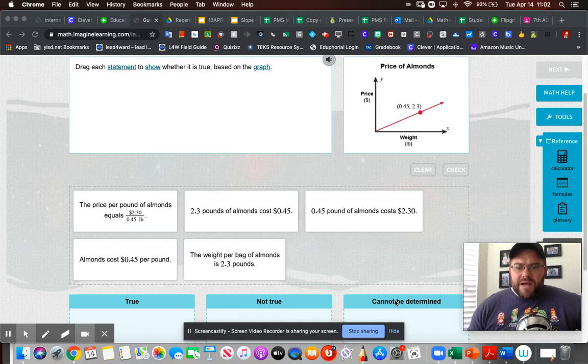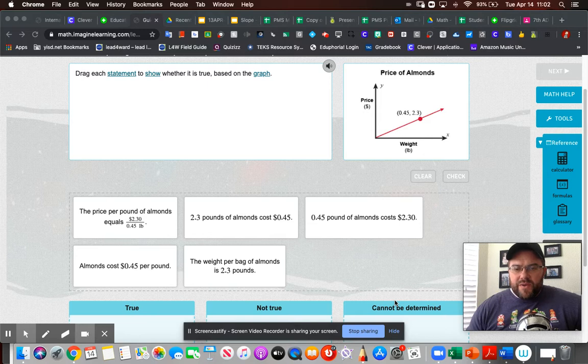Okay, so let's go back up to the graph real quick, and let's look at what we're dealing with here. We've got the price of almonds, okay? And on our x-axis, we have weight, and on the y-axis, we have the price. So the way we interpret this red line, we can see this red line is going to the right. If we start here at the origin, which means 0 pounds and $0, which makes sense, because if you go into the store to buy almonds and you buy 0 pounds, you're going to pay $0. That makes perfect sense. So we start here and we see this line is moving to the right, which means that we're increasing the weight.